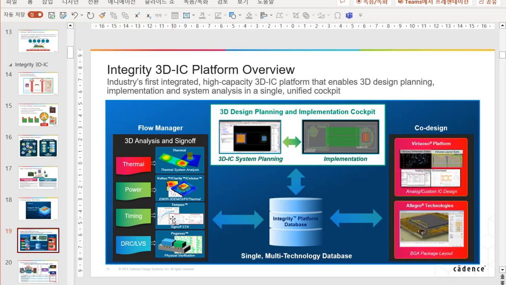2.5D or 3D. For example, we are working with major customers on stacked memory, so-called HBMs, right? It has a base logic die, and on top of that logic die, it has several memory dies, right? And we are doing some 3D thermal and warpage analysis with our simulation tool.